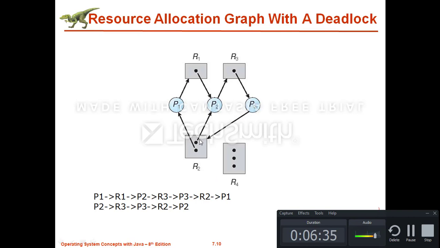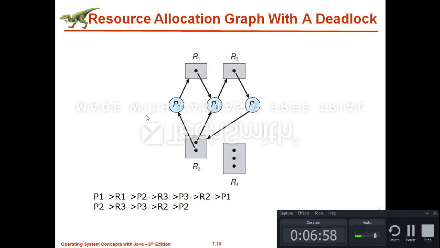P3 is dependent on R2. Then another cycle exists in the system, that is P2, R3, P3, R2 and then P2. Then in total there exist 2 cycles in this system. Whenever there is a cycle in the resource allocation graph, then there can be a deadlock. So that is the meaning of resource allocation graph.